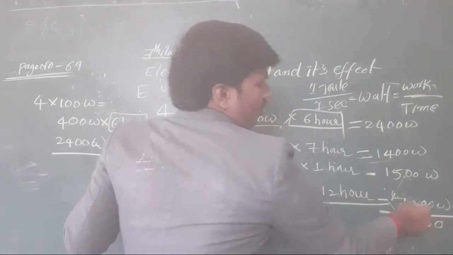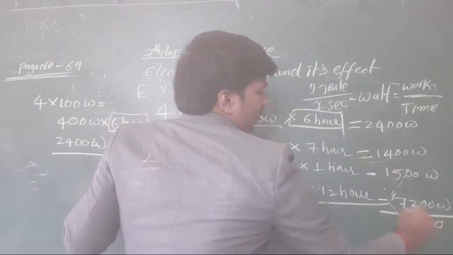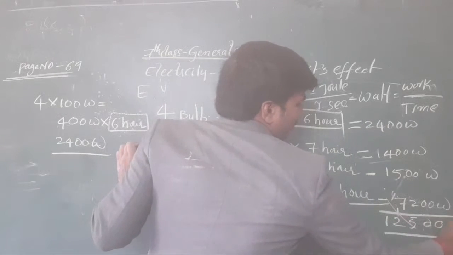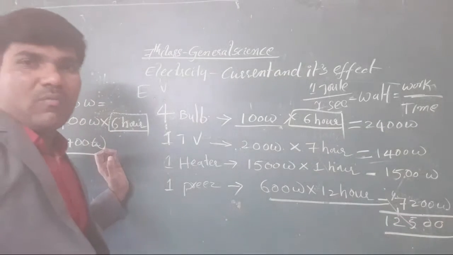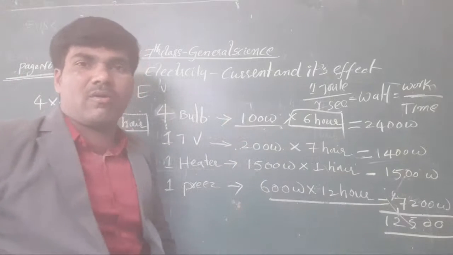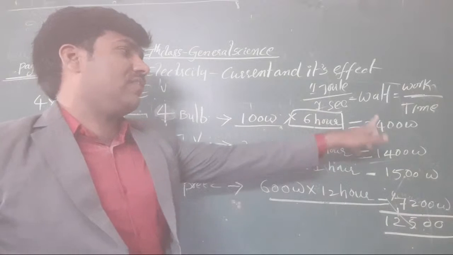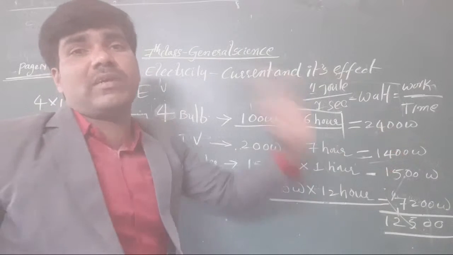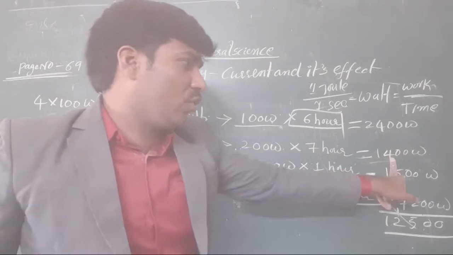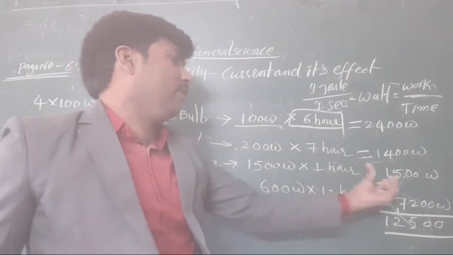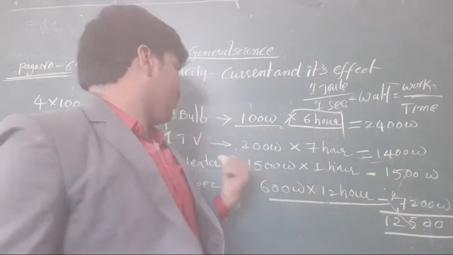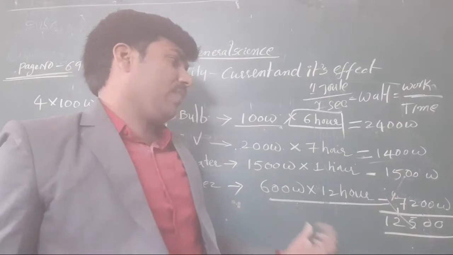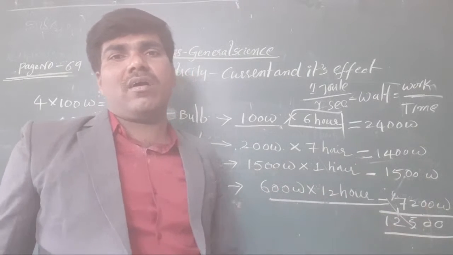Now add all the things together. That is 12,500 watts of work per day. Clear or not? Per day the bulbs work for 6 hours, so 2400 watts of power is required. And 1400 watts for the TV, 1500 watts for the heater, and 7200 watts for our fridge. Like that, per day how many watts are consumed?